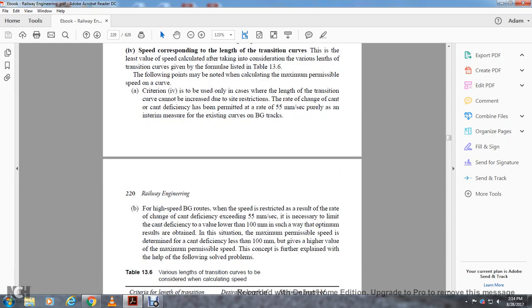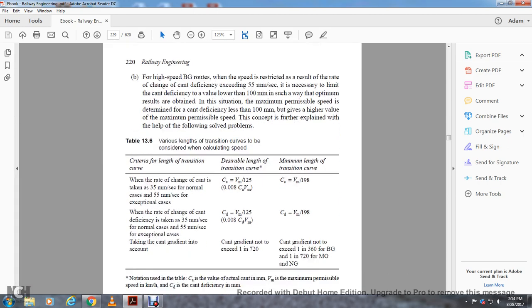For a high speed broad gauge route, where the speed is restricted as a result of the rate of change of cant deficiency exceeding 55 millimeters a second, it is necessary to limit the cant deficiency value lower than 100 millimeters, in such a way that the optimum result is obtained. In this situation, the maximum permissible speed is determined with cant deficiency less than 100 millimeters but higher than the value of the maximum permissible speed. The concept is further explained with the help of the following solved problems.